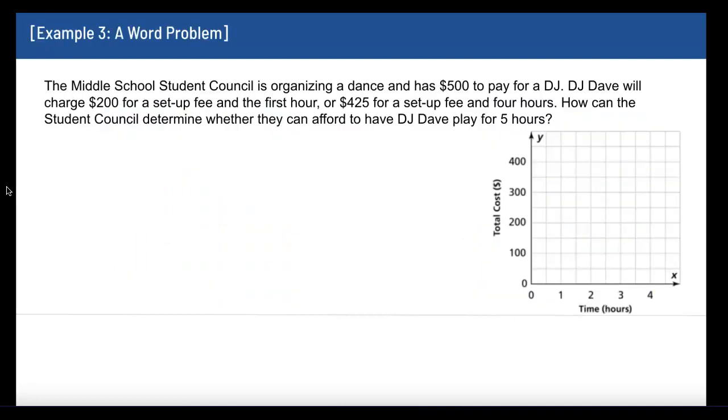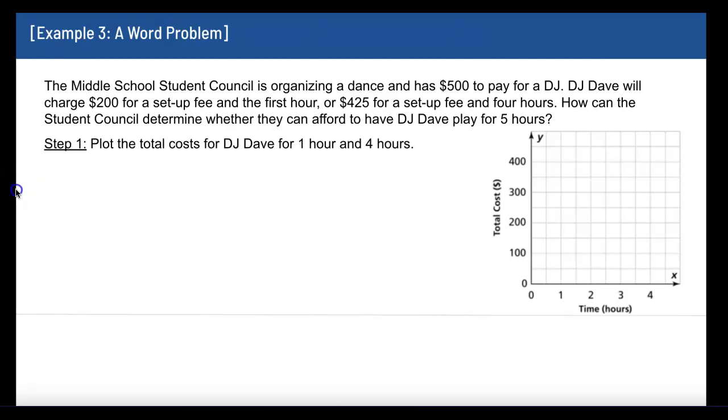Our final example, we will look at a word problem. So the middle school student council is organizing a dance and has $500 to pay for a DJ. DJ Dave will charge $200 for a setup fee and the first hour, or $425 for a setup fee and 4 hours. How can the student council determine whether they can afford to have DJ Dave play for 5 hours? So we need to figure out what is the setup fee and his cost per hour so that we can figure out at 5 hours what he would be charging.